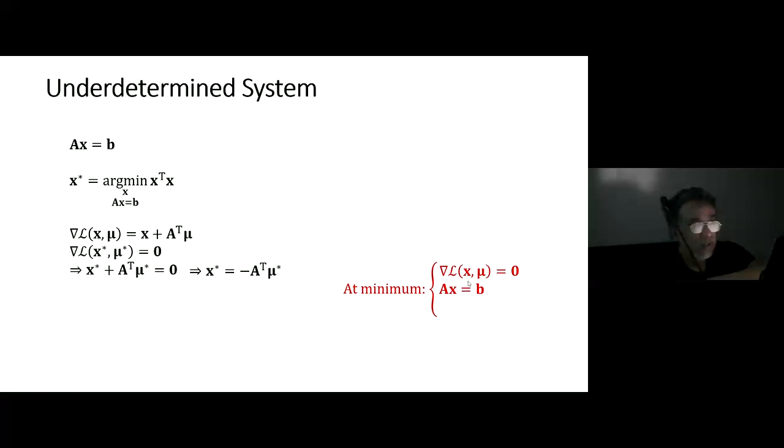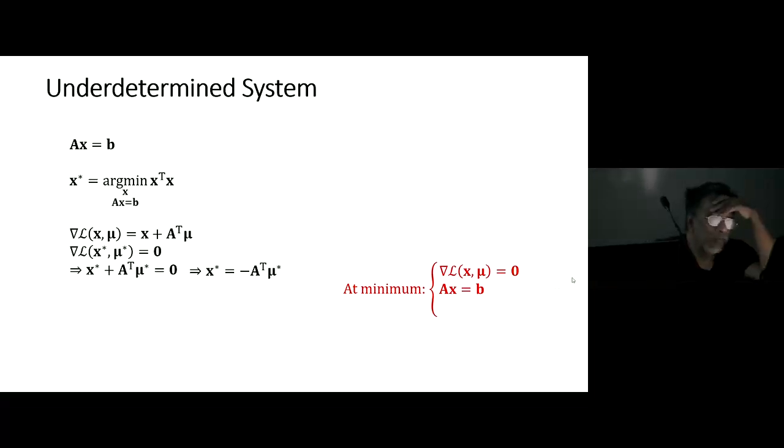First, let's look at the first derivative of L. This is x plus A transpose mu, and we know that at the optimum, the optimum should also have a value of mu, because now we have more variables. So (x star, mu star) is the optimum, the minimum. At the minimum, we have x star plus A transpose mu star equals 0, whence x star equals negative A transpose mu star.